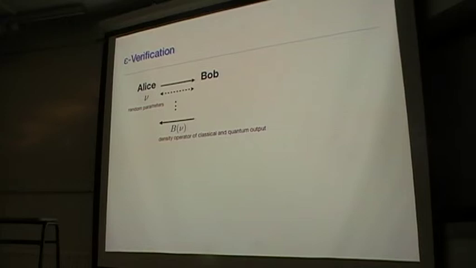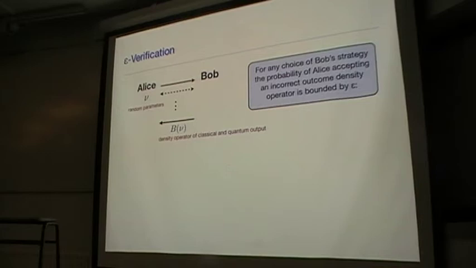And in here, once Alice is fixing these random parameters, then everything from her point of view is deterministic. But Bob could do anything. At this level, I'm not assuming that Bob has obeyed the steps of my protocol. I'm saying let Bob perform any way that he wants, any deviation that he wants to do, adopting whatever structure. So what do I want as the definition of my security? As we said, we want to have this property. For any choice of Bob's strategy, by strategy I mean any way that Bob decides to deviate, not obeying the rules that I'm telling him, the probability of Alice accepting on average, depending on all the random parameters that she's picking, the probability of Alice being fooled, meaning accepting an incorrect outcome density operator, we want to be bounded by epsilon. This is the epsilon-verification definition we want.